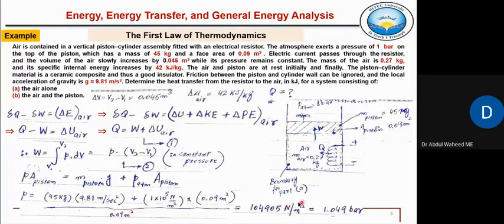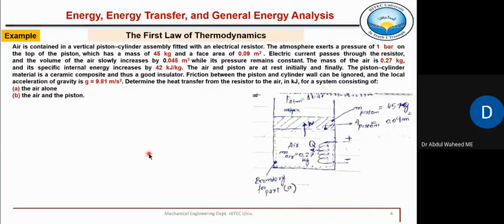So the answer will be in Newton per meter square, and that is 104,905, or in bars is 1.049 bars. So this is the total pressure which we shall use here in this equation to find out the work done, because delta V is already known. So just by putting values, here is the work done, which is calculated, right?